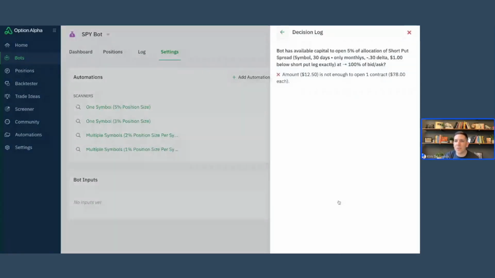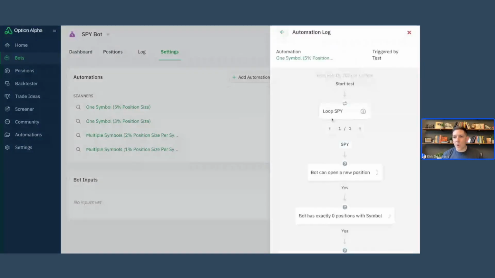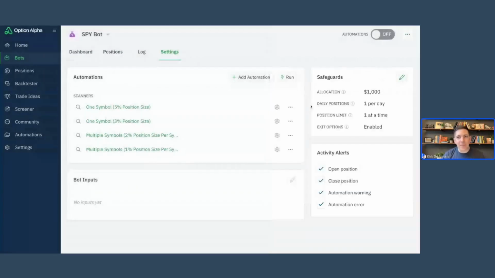5% of 250 is $12.50. So let's do this. I'm going to test this out and run a test on 5%. This would not open a position in my test environment, because 5% of my $1,000 is $50, and I need $79 to open this particular contract. So if you test it and it doesn't work, you should probably adjust and refactor this.